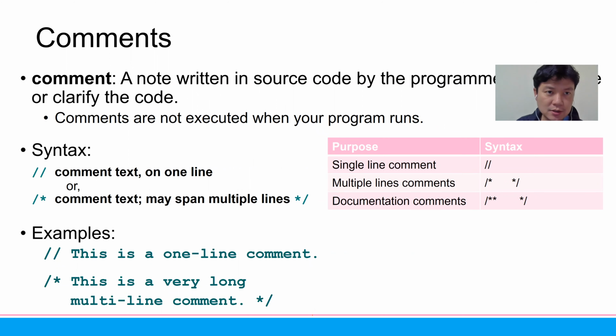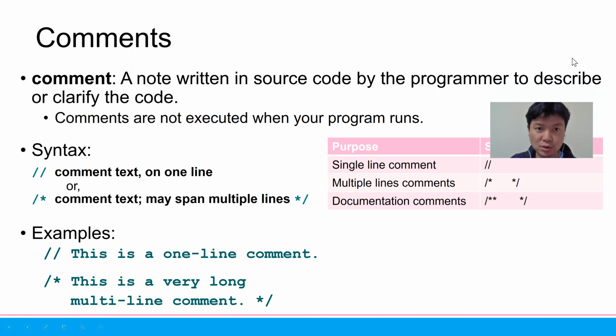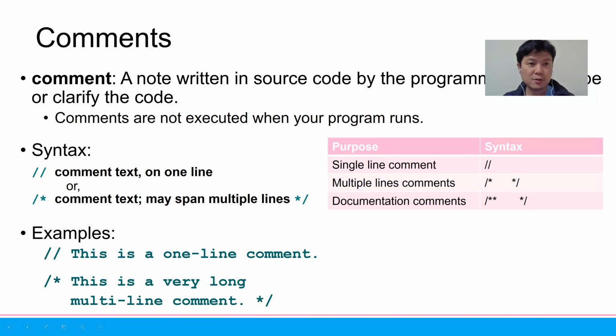Comments. What is a comment? A comment is a note written in source code by the programmer to describe or to clarify the code. And remember that comments are not executed when your program runs. If you want to make some kind of description or explanation, you can just make comments. There are several things that you need to know. You can make the comment text on one line, or the comment text may span multiple lines.